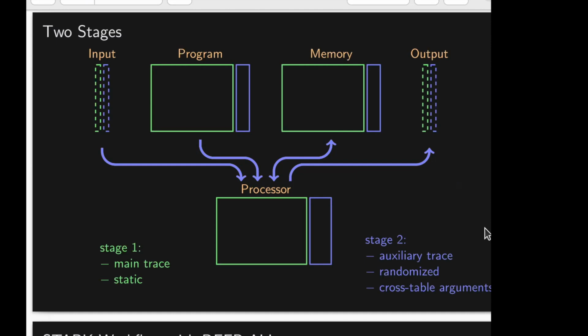This works because the added columns are randomized, and so we only get this randomness after interacting with the verifier, because otherwise it's not secure. And we also have randomized constraints.